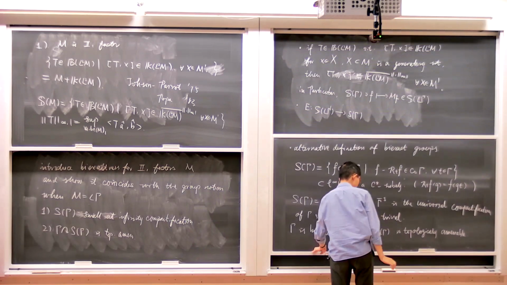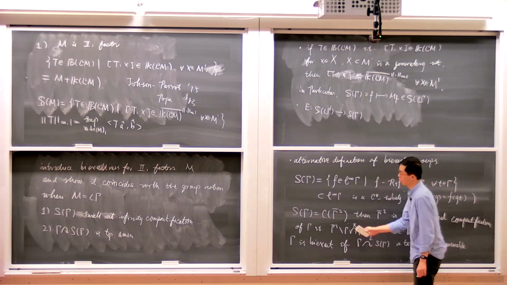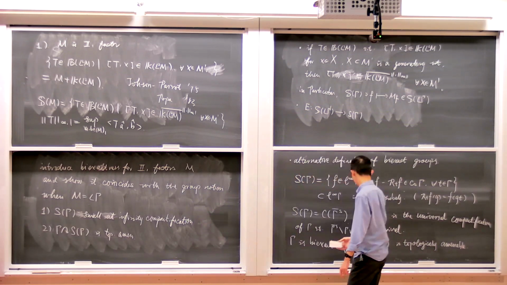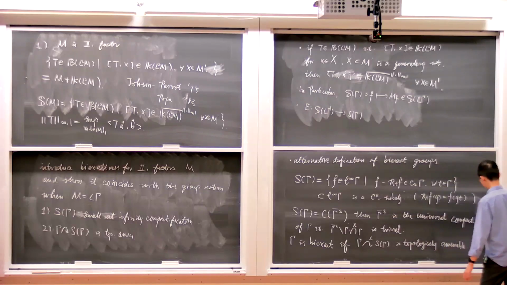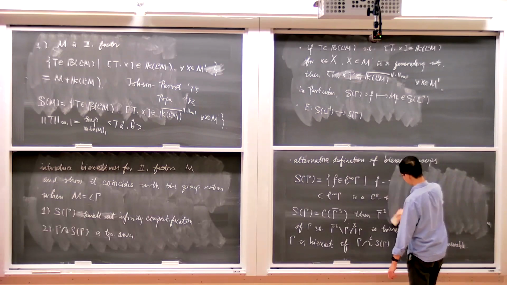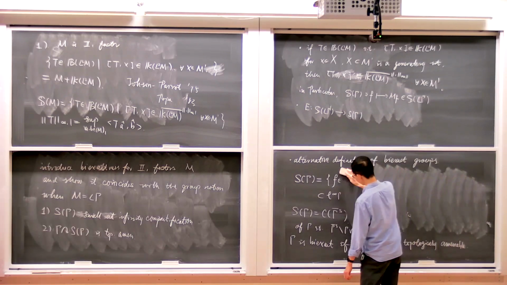So that is the first part, the part one about the small infinity compactification. And the second part will be looking at the corresponding analog of minimal actions.